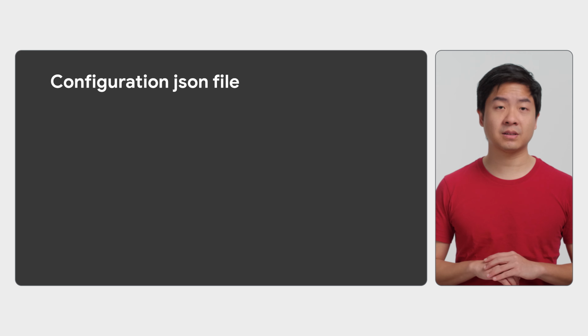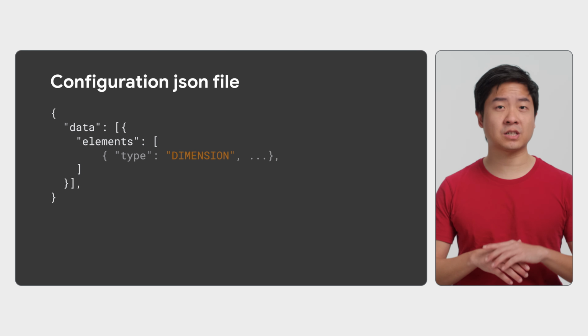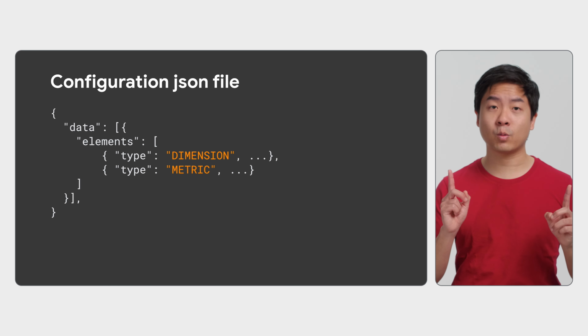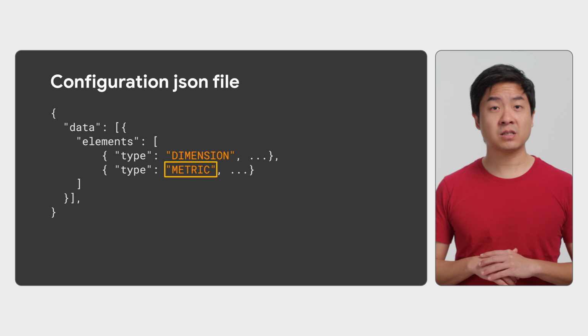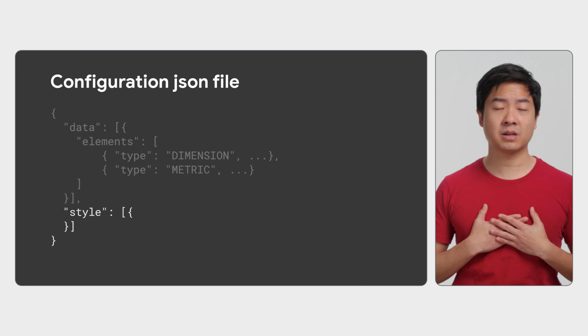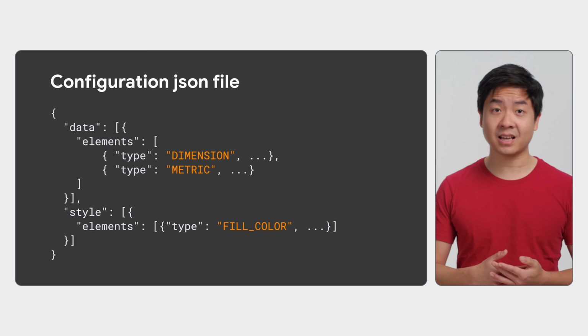Once you have your manifest.json file ready, you will then need to create a JSON file for your visualization's configuration. This config.json file defines what data fields your visualization supports. In this example, we will support 1 dimension and 1 metric. The config.json file also defines what style options we want to make available to the user. In this case, we provide a fill color option that the user can set.